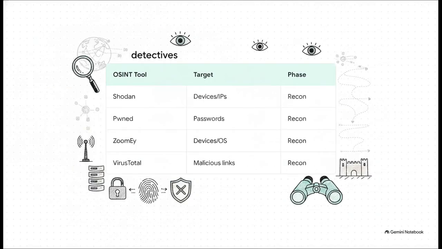To actually make sense of this massive landscape, it really helps to map specific tools directly to the MITRE ATT&CK reconnaissance phase. So, tools like Shodan and ZoomEye, they target devices and IP addresses. Meanwhile, Have I Been Pwned is looking for compromised credentials and passwords. This maps out exactly how digital detectives, and frankly, malicious attackers, find vulnerabilities before an attack even kicks off. Understanding this outside-in view is totally essential for proactive security.